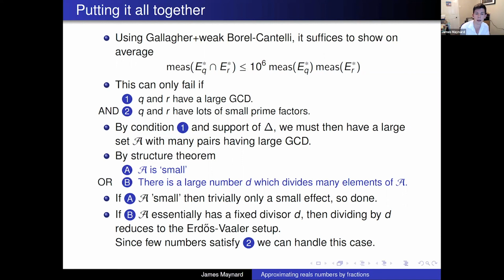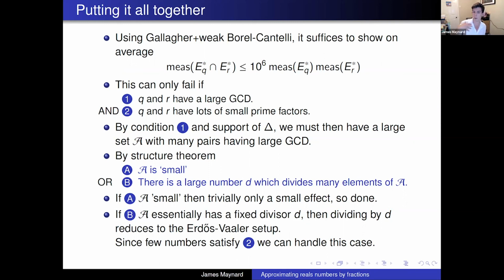then you can divide through by D, and you get a situation that's very similar to the work that Erdős and Vaaler did. And of our set A, we can say that there's very few numbers that have lots of small prime factors in this case, because the numbers that have large GCDs must look just like typical integers from the point of view of the anatomy of integers.